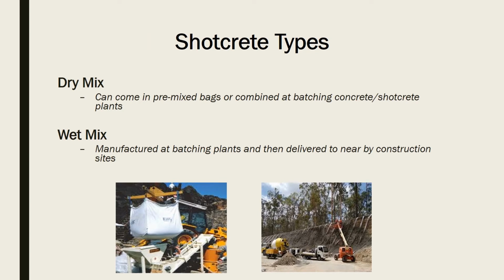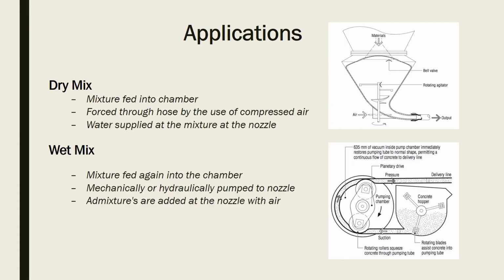Wet mix must be manufactured at shotcrete plants to have a close proximity to the application site to avoid the hardening of the shotcrete. Application will also vary between the different types of shotcrete, as dry mix will utilise compressed air to move the mixture through the hose to the nozzle where the water will be applied. However, wet mix is moved through the hose through the use of mechanical and hydraulic power, where air is added along with the required admixtures at the nozzle.